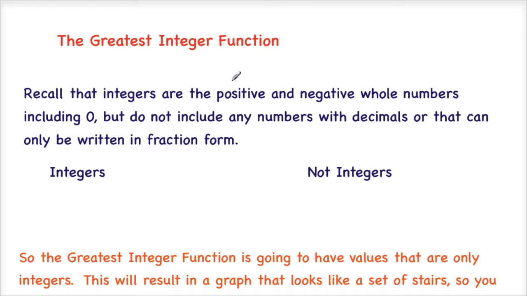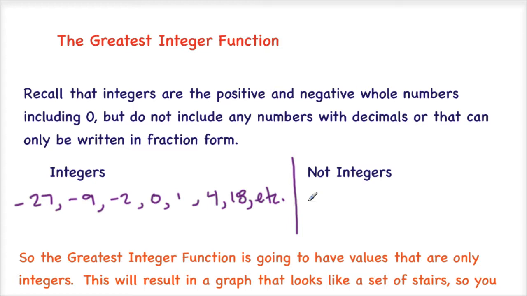So before we talk about the function itself, let's talk a little bit about integers. And remember that they are positive and negative whole numbers, including 0, but they don't include any numbers with decimals or anything that can only be written in fraction form. So integers are numbers like negative 27, negative 9, negative 2, 0 we said is included in the set of integers, 1, 4, 18, etc. Okay, so it's going to be positive or negative.